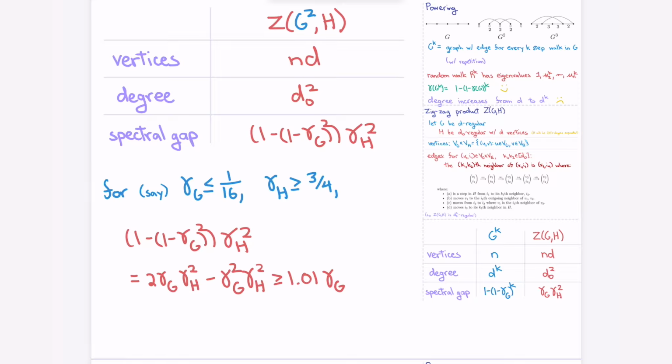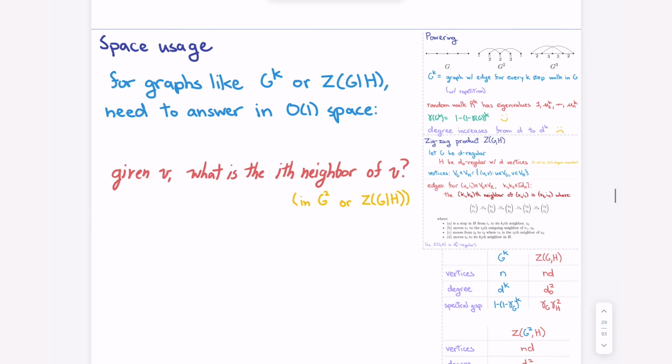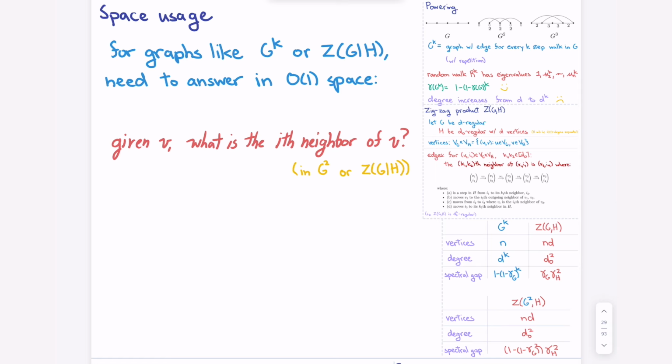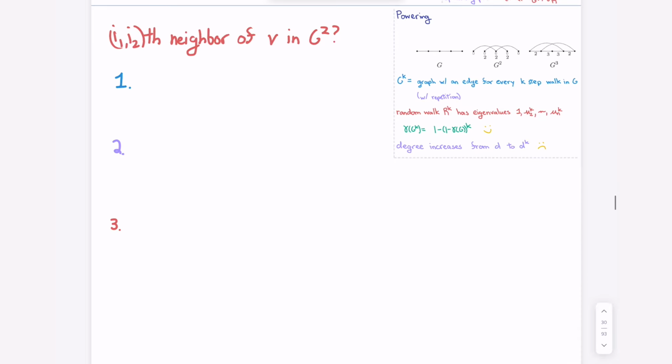So how do you actually take advantage of that in the algorithm? You can't construct this graph explicitly. For space usage, all we need is to answer questions in limited space, I guess log n space: given a vertex V, what is its 10th neighbor? What is its 11th neighbor? For whatever crazy auxiliary graph you're at, at some point in the stack. And so you just go through it carefully and implicitly.